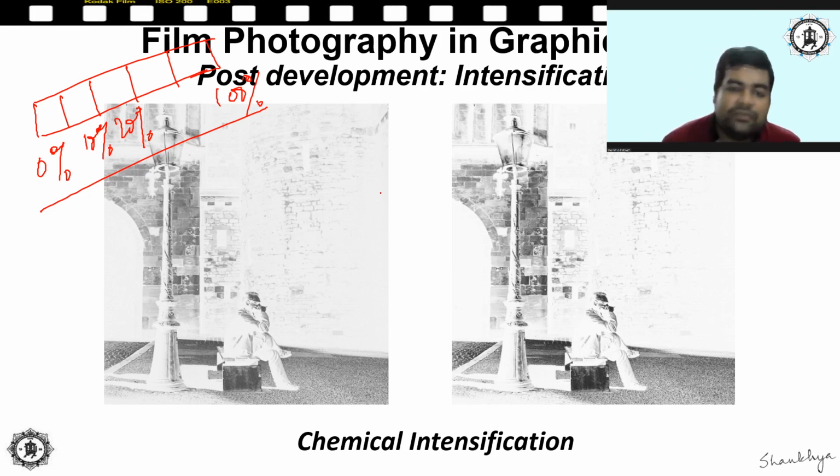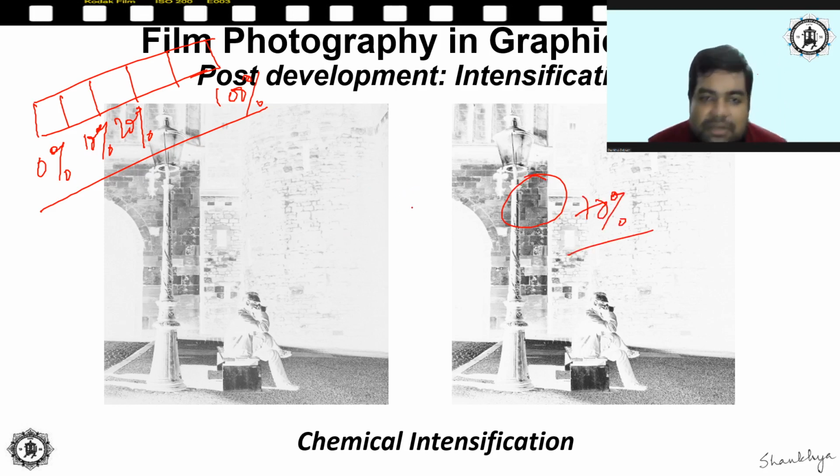As I was saying, if you have checked that this area has 70% and it's matching with the 70% step, but you want to increase the density there, density is nothing but the darkness or the lightness of the area. So this density you want to increase.